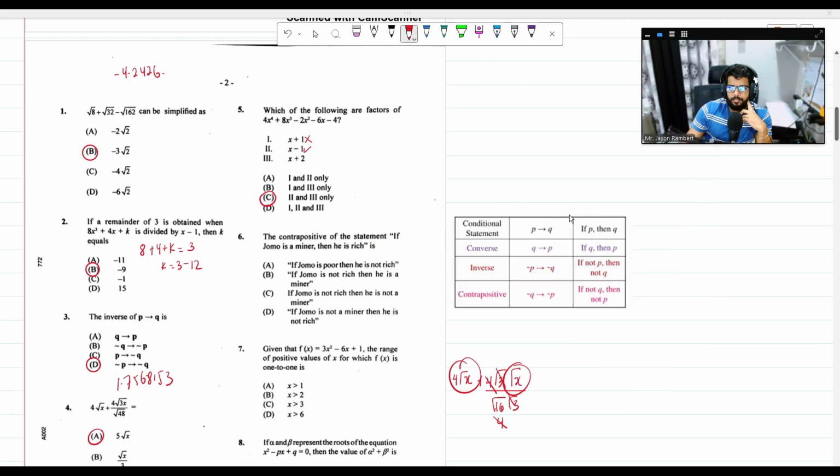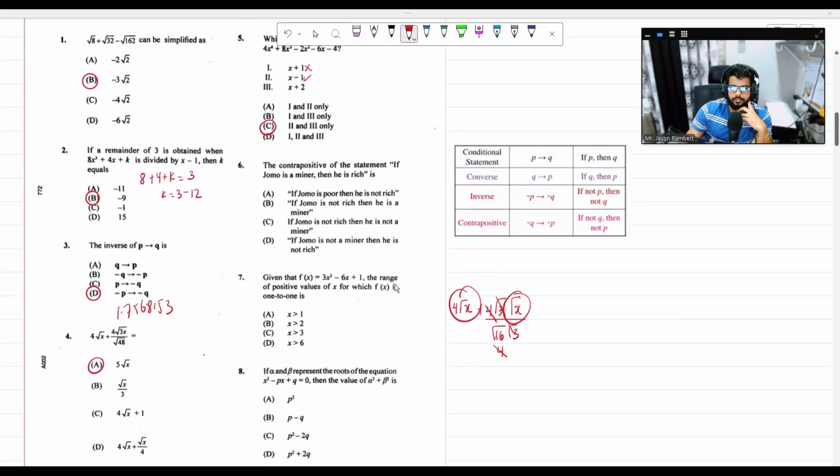Alright, so the contrapositive of the statement, if Jomo is a minor, then he is rich. Look, we have the contrapositive right here. If Jomo is a minor, that's going to be Q, then he is rich. So Q, then P.